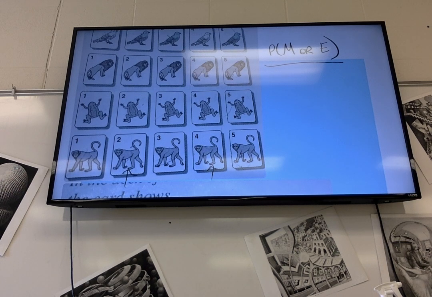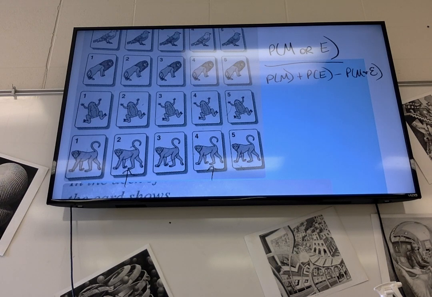So of course you're going to do probability of a monkey plus probability of an even number minus the probability that it's a monkey and an even number at the same time. Can you have a monkey and an even number at the same time? Yes, you certainly can. I've actually drawn arrows to them. Forgot to erase those, but that's okay.